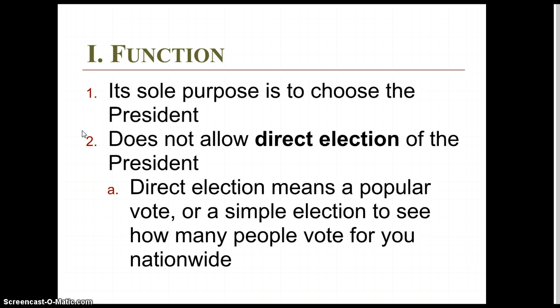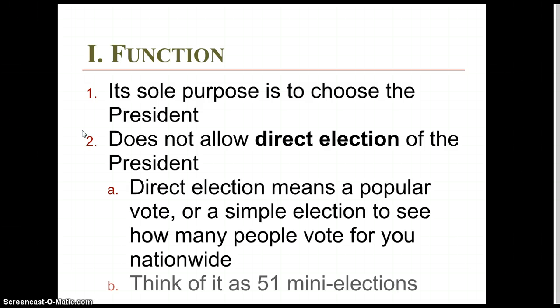So the direct election means a popular vote, or just to see how many people would win. So what they decided to do is have 13, now there's 51 mini elections in the United States for president. Each state has its own election, and based on the winner in that state, Electoral College votes are added. So why do you think it's 51?